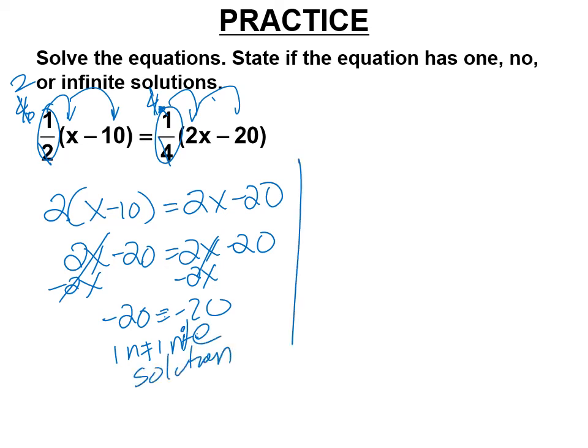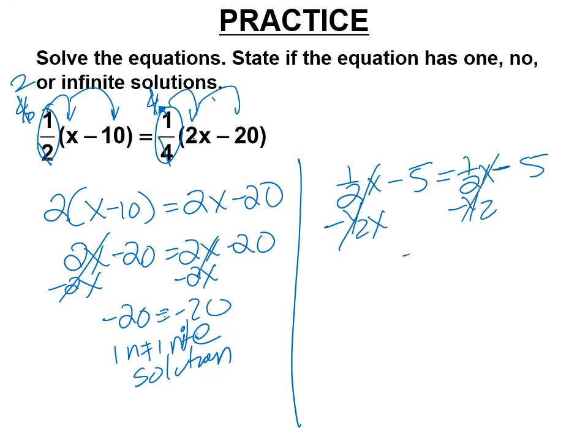And if you do it the other way, you distribute first, and you get 1/2 x minus 5 equals 1/4 times 2x, and 1/2 x minus 5. And so distributing it here, you would see the identity all the sooner, and then you could clear the fractions. But here, you could realize, well, if I subtract 1/2 x from both sides, I get negative 5 equals negative 5. I still get an identity. I still get infinite solutions.